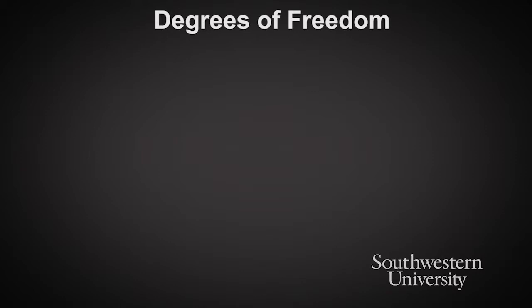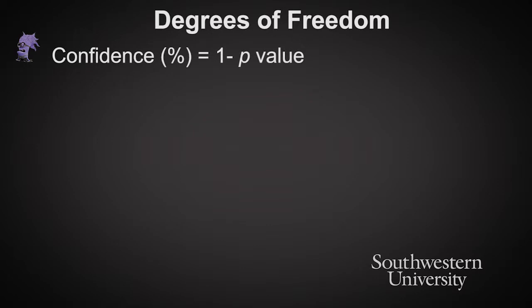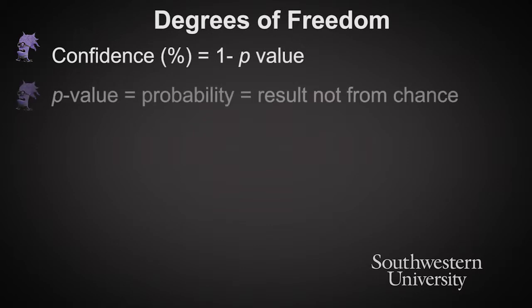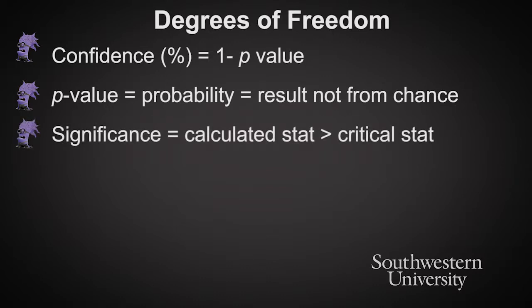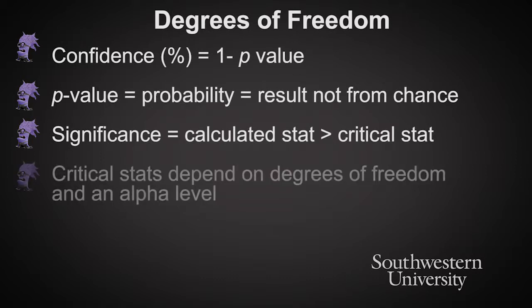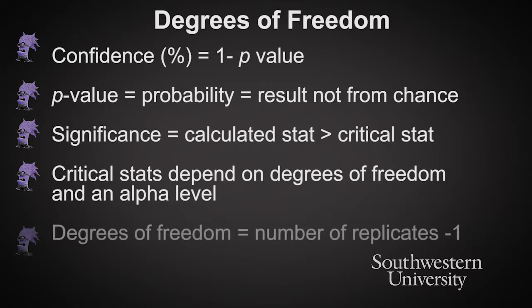To make sense of the role of the minions, remember I think of them as degrees of freedom. Take notes: confidence in a percentage is 1 minus the p-value. The p-value is the probability that the result is due to chance. Significance means that the calculated test statistic is greater than the critical one. Critical statistics depend on degrees of freedom and an a priori alpha level, and degrees of freedom is the number of replicates minus 1.